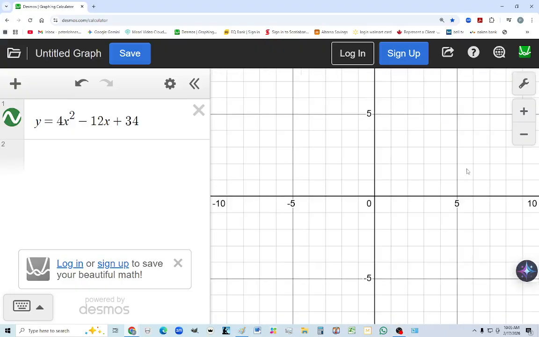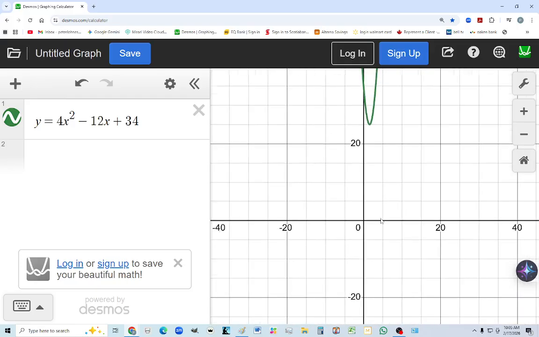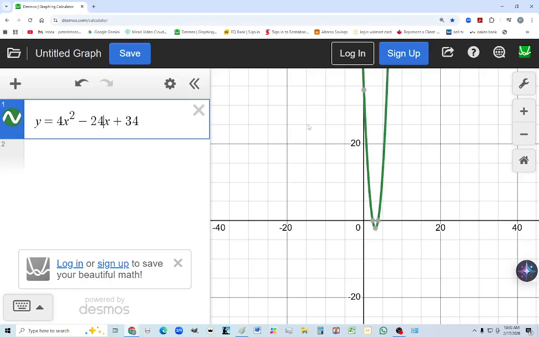Hit the home button. Where are you? You're right there. Almost. Let's do 24. Let's try 24. There we go. 24 is a good one. Now we can see the vertex. It's 3, negative 2. This is a good one for a graph.